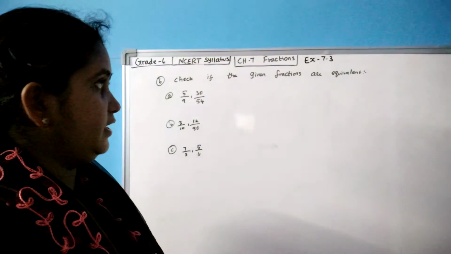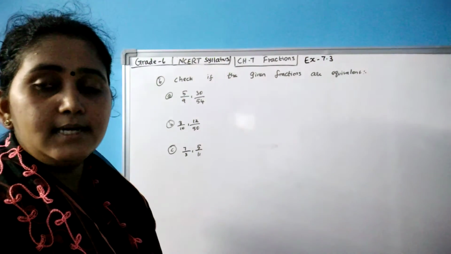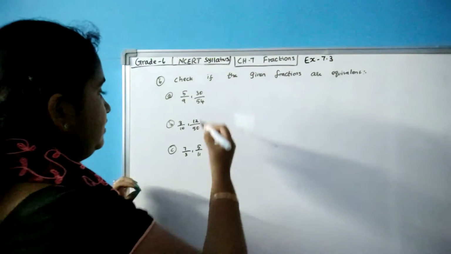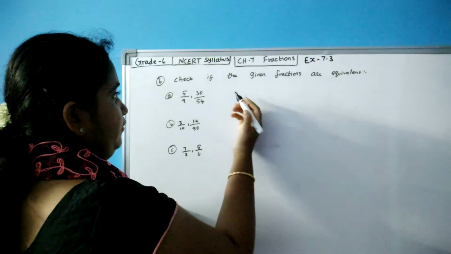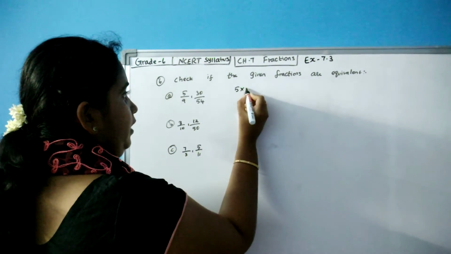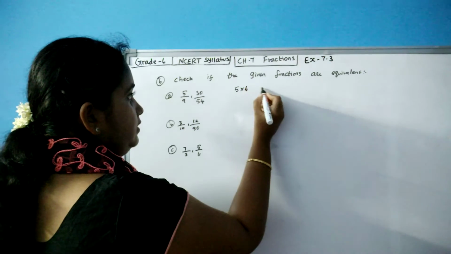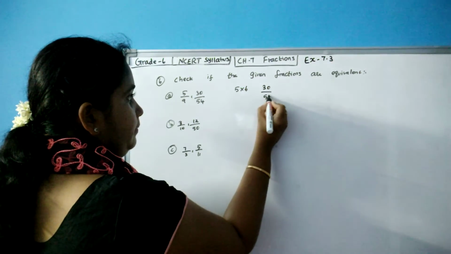So here is your next sum. You have to check whether the fractions are equivalent. Okay, now take the first sum. It is 5 by 9, 30 by 54. So 5 into what gives you 30? 5 into 6 gives you 30. Okay, 30 by 54 let it be.